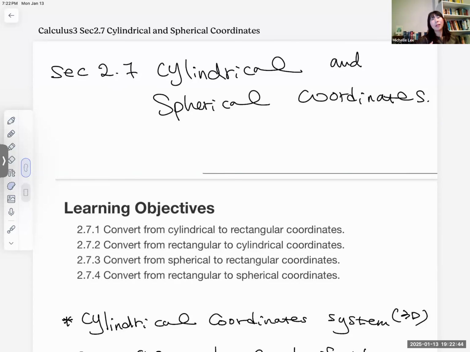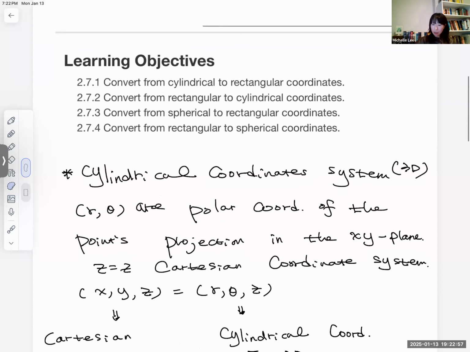Hello, everyone. Today we will learn section 2.7, cylindrical and spherical coordinates. Okay, there is a learning objective. We have a cylindrical coordinate system in 3 dimensions. This comes from the polar coordinate system, which is r, theta. Then we add one more coordinate, which is z.